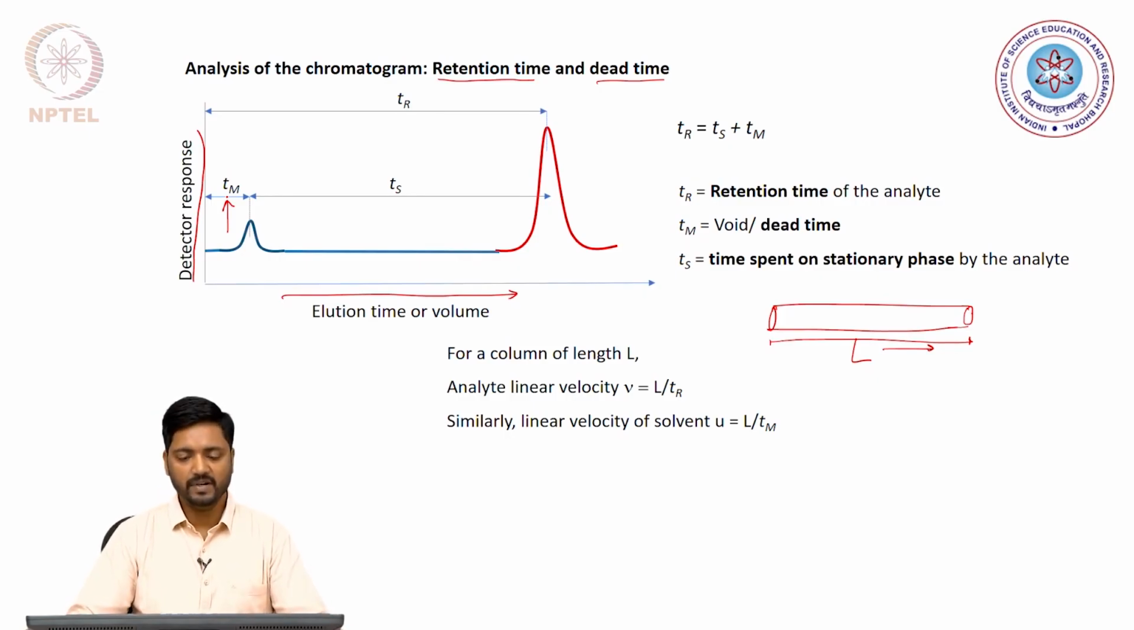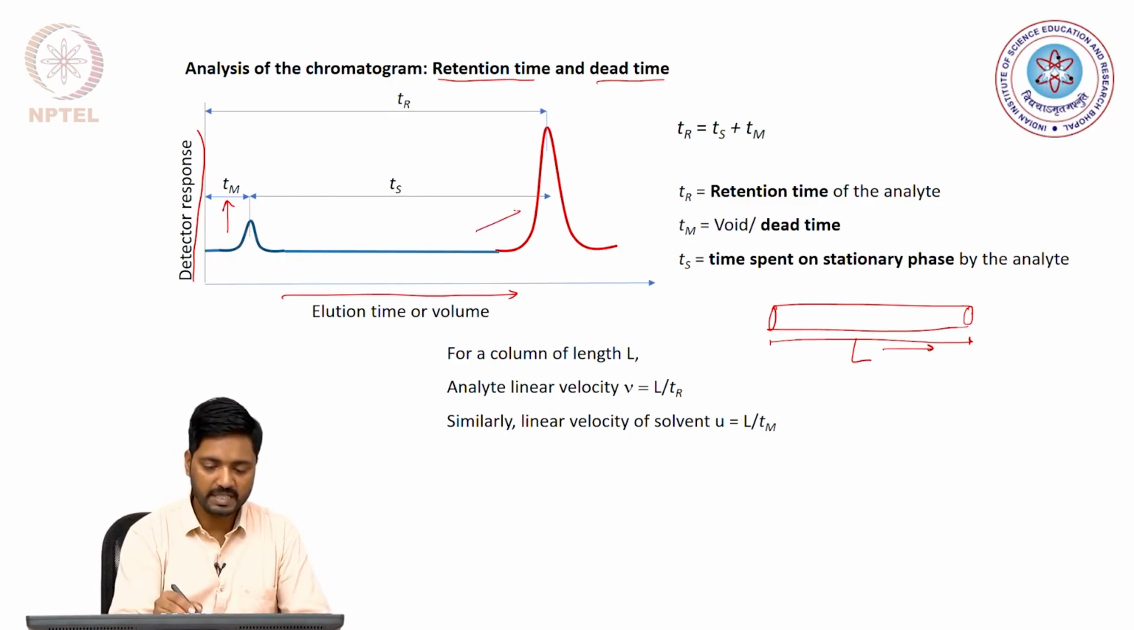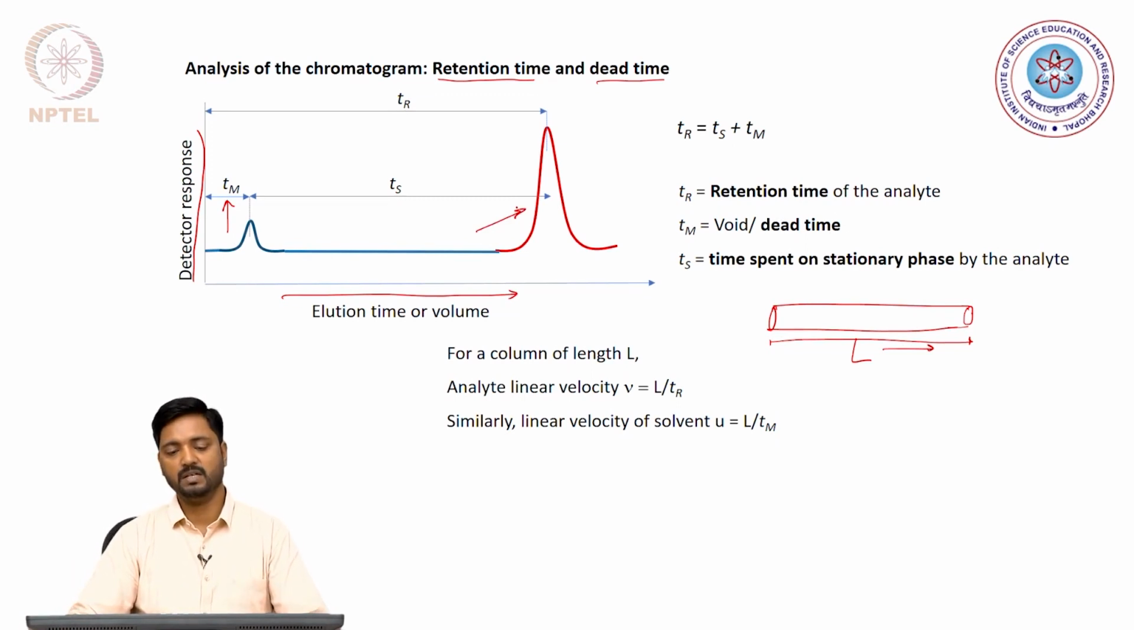Now, if we have an analyte which is retained within the column, then this analyte obviously spends more time within the column and is eluting out much later, and that is shown here through the red peak. And we can now define a retention time, which is the time that this solute takes to traverse the length of the chromatography column and reach the detector.